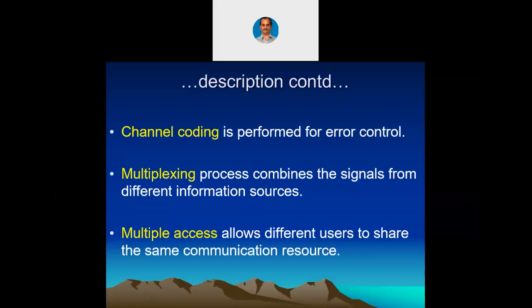If you are nearer to a hotspot, which is used as a Wi-Fi transceiver, multiple users are going to use the same hotspot at that time. It is a single Wi-Fi transceiver where multiple people will be accessing it. That is called multiple access, where different users share the same communication resource.